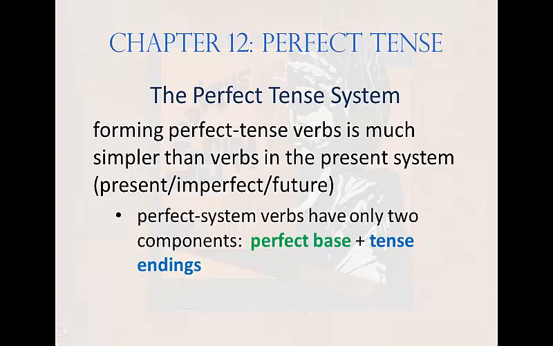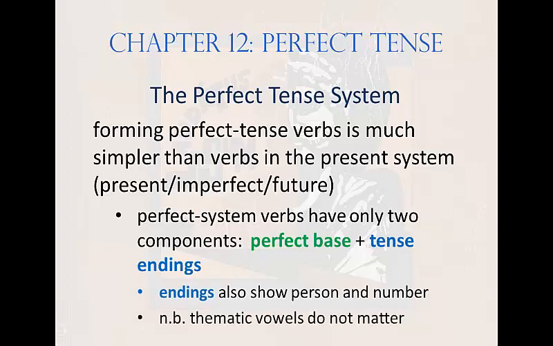Perfect system verbs, by contrast, have only two components: a perfect base that gives you the verb's meaning, to which is added tense endings. These tense endings also show person and number. Thematic vowels in the perfect system simply don't matter. They're there, but they're part of the perfect base, which you'll memorize with each verb.